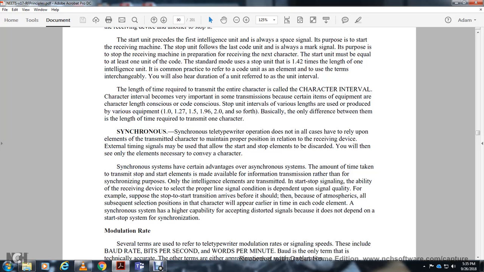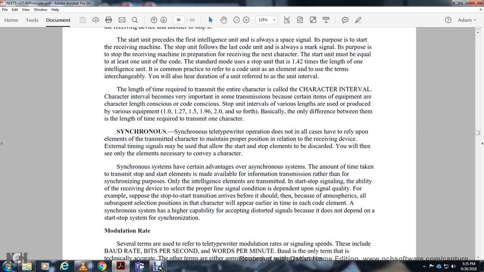Asynchronous teletypewriter operation does not include any external key, relying only upon the transmitted character to maintain proper position relation with the receiving device. An external time signal may be used, allowing the start and stop elements to be discarded when only the elements necessary to convey the character are needed.